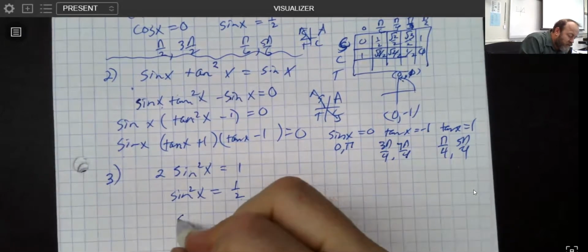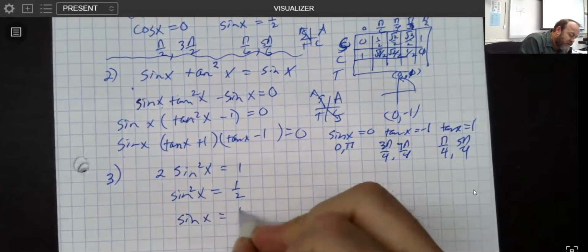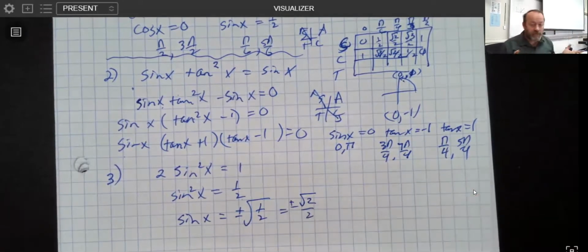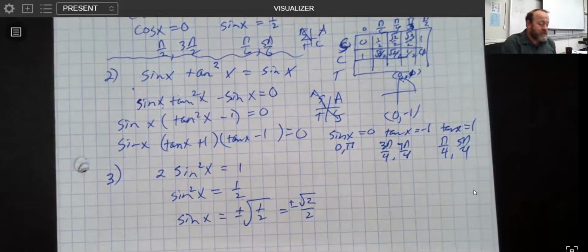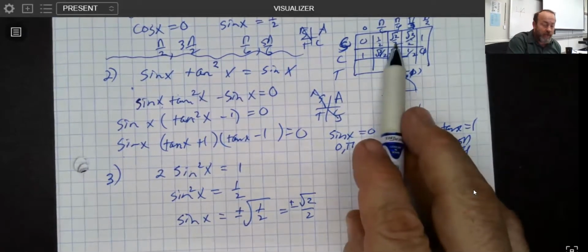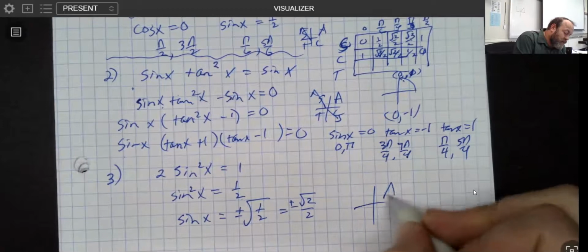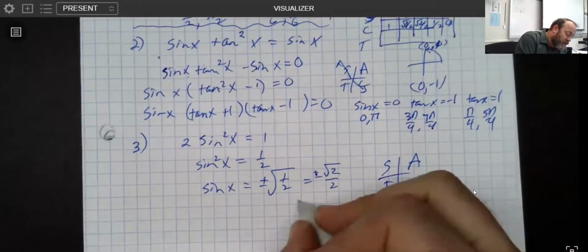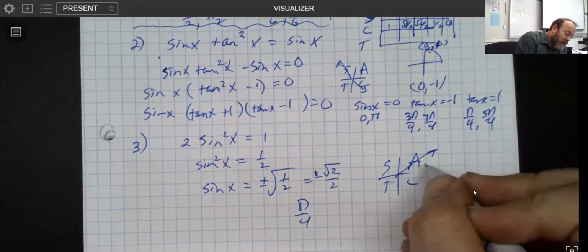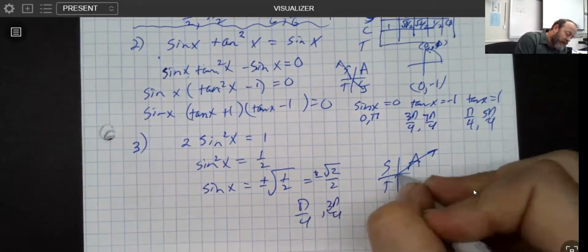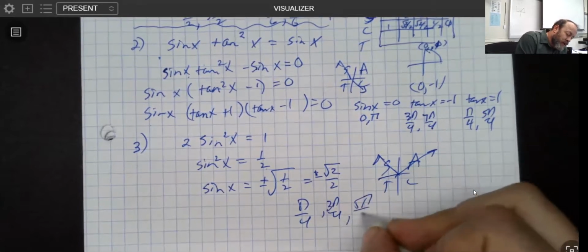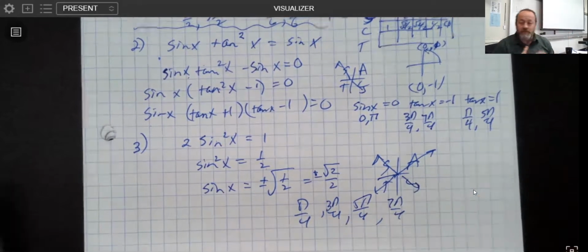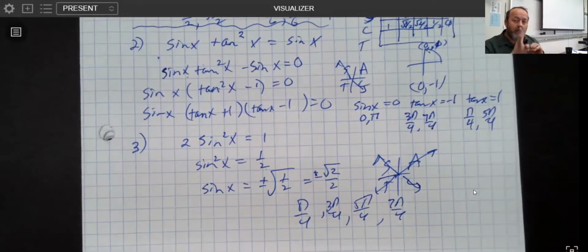So when I go to take the square root of both sides, that's plus or minus the square root of 1/2, which is actually root 2 over 2, which we've seen a few times. And I know that the sine is root 2 over 2 at pi over 4. But again, I don't just want the positive ones, I also want the negative ones. So I want the one in the first quadrant where it's positive. I want the second quadrant where it's also positive, the third quadrant where it's negative, and the fourth quadrant where it's also negative.